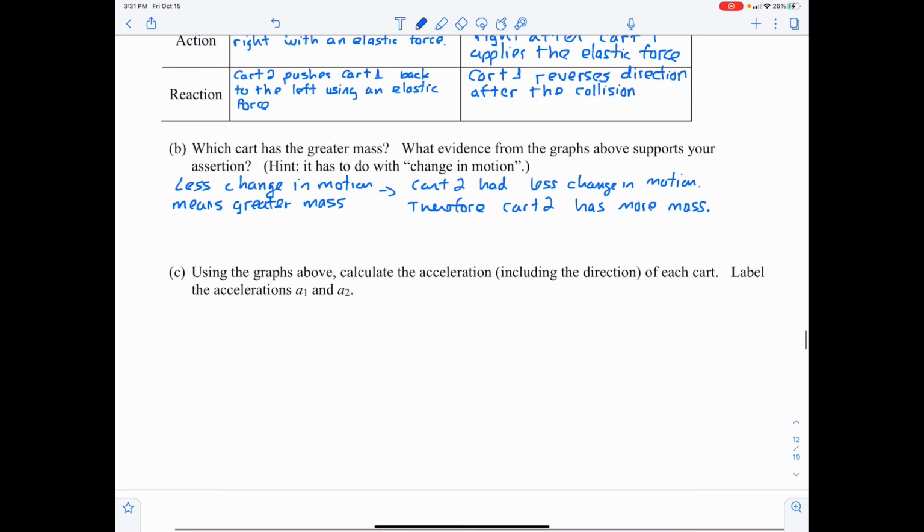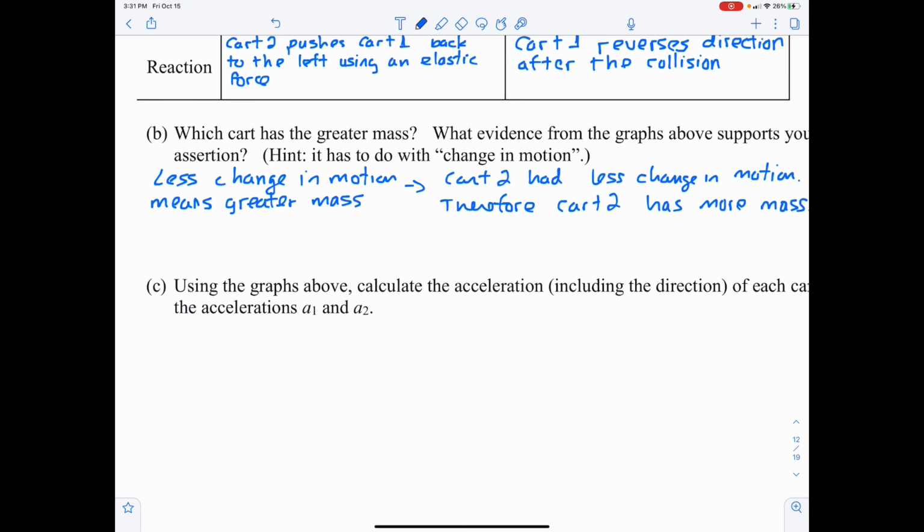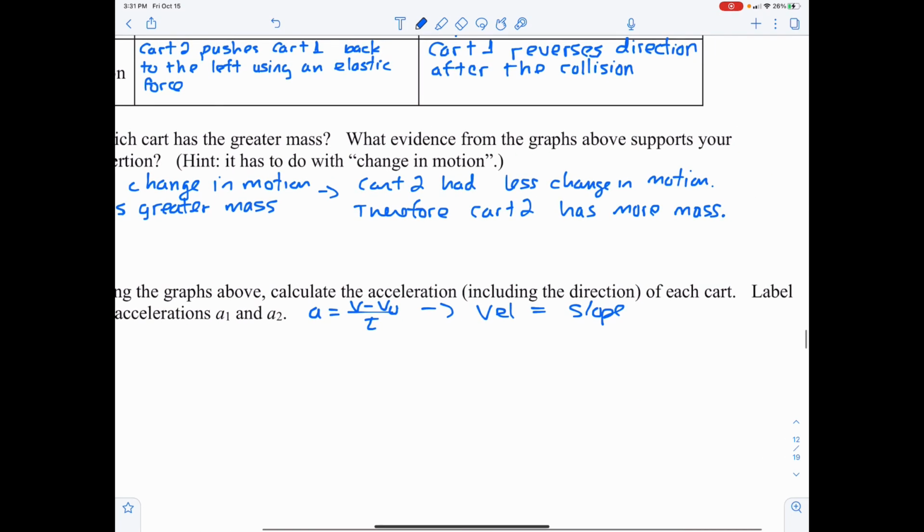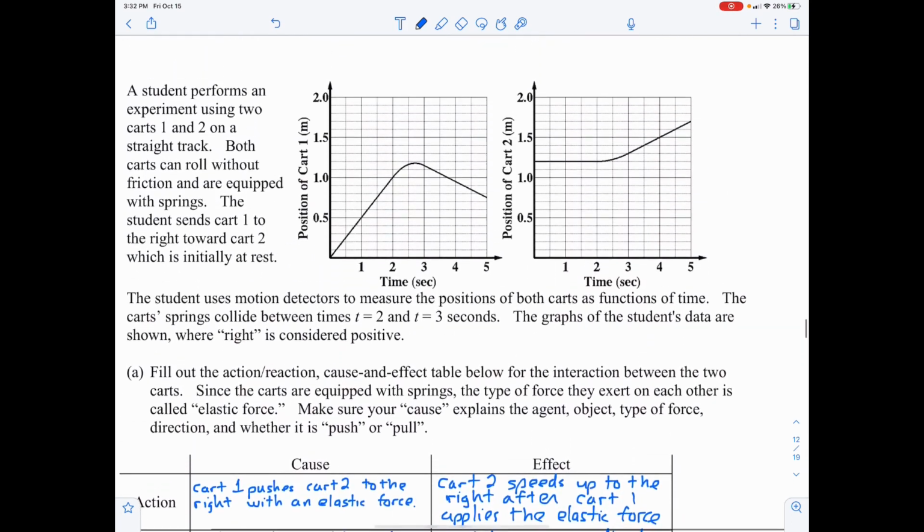Part C. Using the graphs from above, calculate the acceleration of each cart. Well, remember, acceleration is the change in velocity over time. And velocity is the slope of position-time graphs. So we're going to have to use the slopes to get the velocities, and we can use this equation to calculate the accelerations. Let's go up and find those slopes.